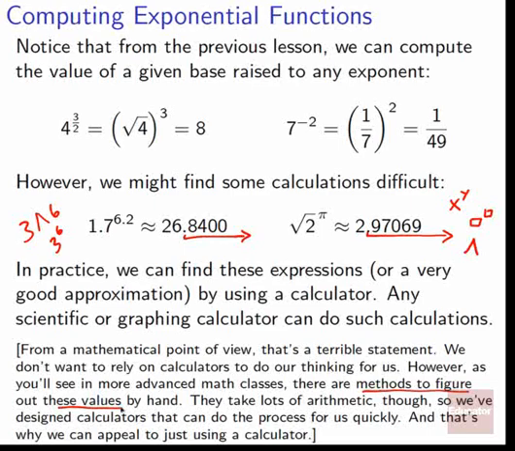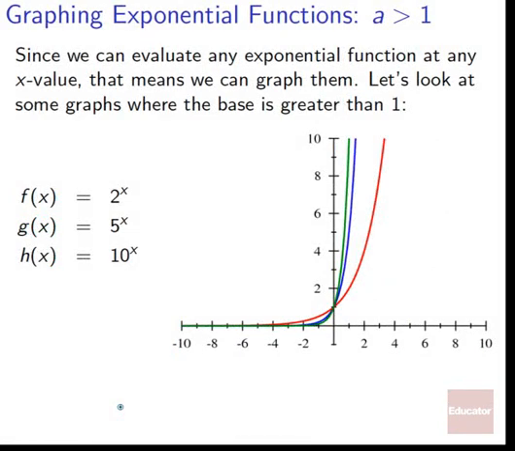All right. Now, if we can evaluate at any place, if we can compute what these values of exponential functions are, then we can make a graph, right? Because we can plot as many points as we want, and we can draw a smooth curve. So let's look at some graphs where the base is greater than 1. If we have 2 to the x, that would be the one in red, 5 to the x, that's the one in blue, and 10 to the x, that's the one in green.